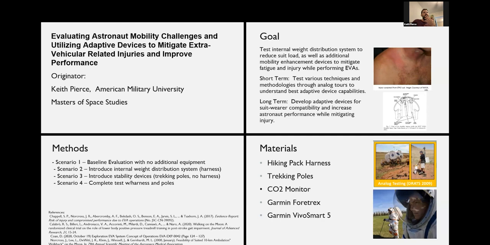Then we ran all those variables through the course, and we ran the suit in four different configurations. Scenario one was the baseline evaluation with just the suit as designed by UND. The second scenario was we introduced a harness inside the suit, an internal load distribution system. Scenario three was trekking poles with no harness, just to aid in balance. It was another way we could address some of the load distribution. And finally, we completed the test with both the harness and the poles. So that's the overall problem, our hypothesis, and the layout of the experiment. Can I get the next slide?